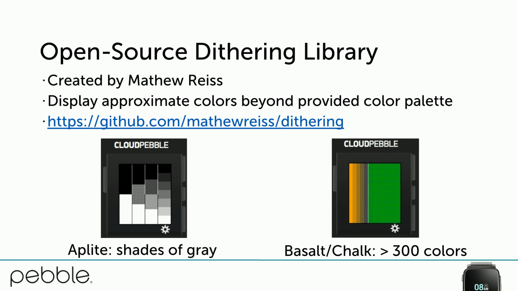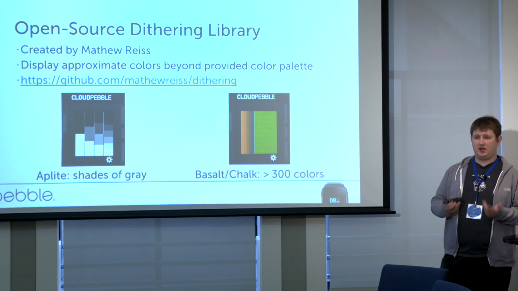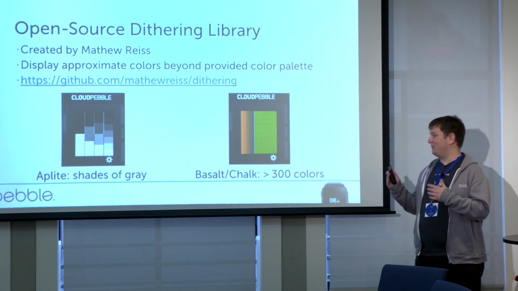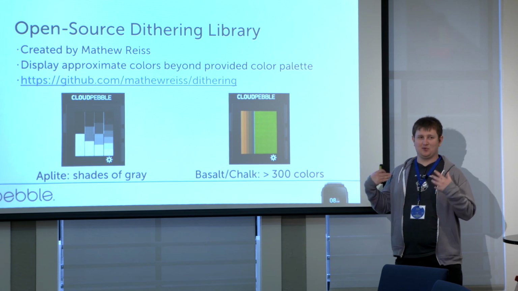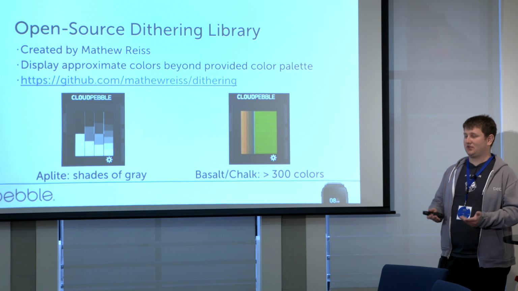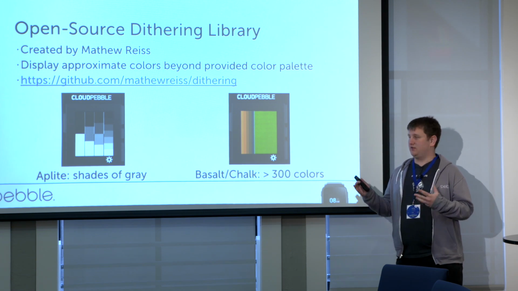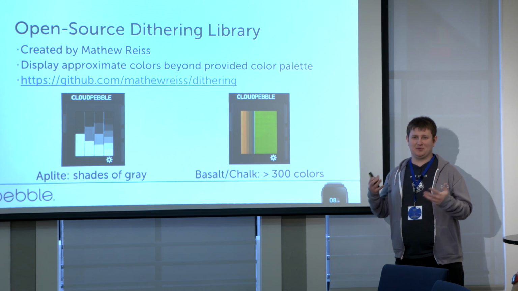And I also wanted to give a shout out to Matthew Reese's open source dithering library, which uses some dithering algorithms to provide some additional shades of color on both Aplite and Basalt and Chalk platforms. So what this means is that on Aplite, you'll get some shades of gray between black and white already, and on Basalt and Chalk, with different shades of color combinations, you can actually achieve over 300 different colors beyond our normal 64 color palette. And the idea behind dithering here is just that dots are drawn very closely together, and it creates an optical illusion of different shades of colors.